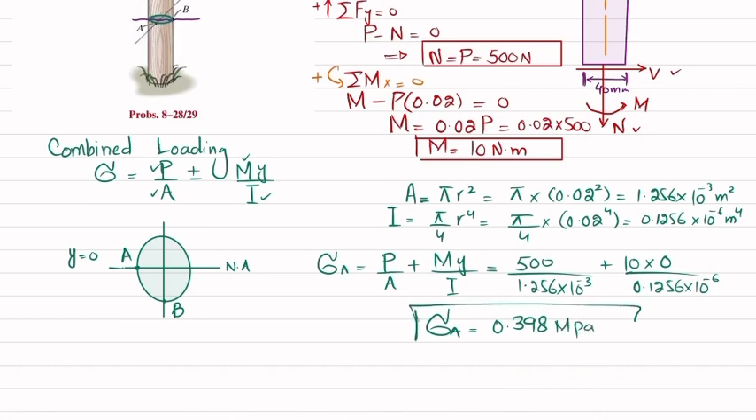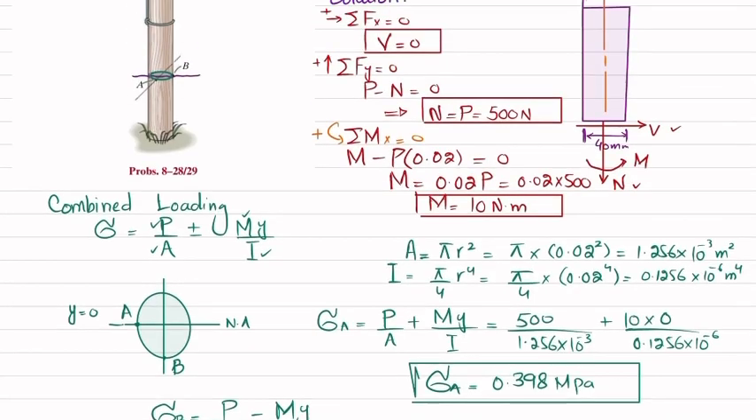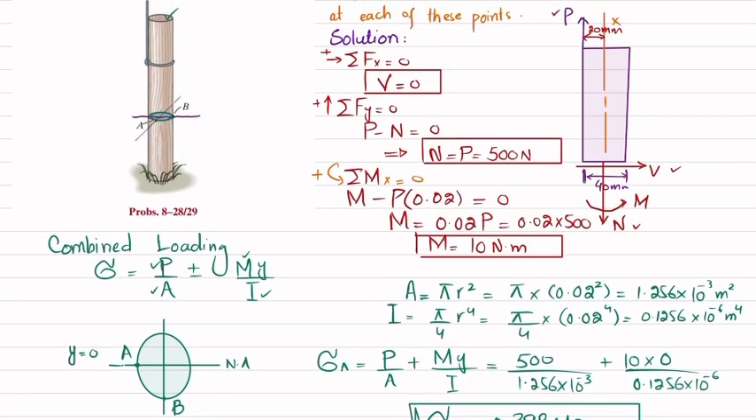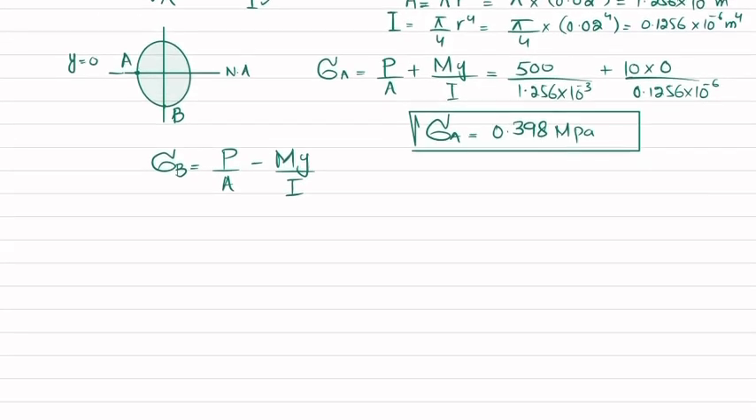megapascal. Now we will find the bending stress or normal stress at point B, which is equal to P by A minus M into Y divided by I. Why we have taken minus? Because I have already told you that due to this moment, this upper portion will be in compression and this will be in tension. So this point B will be in compression. So we are taking minus sign.